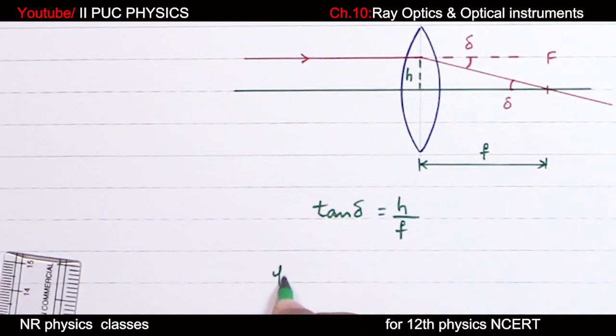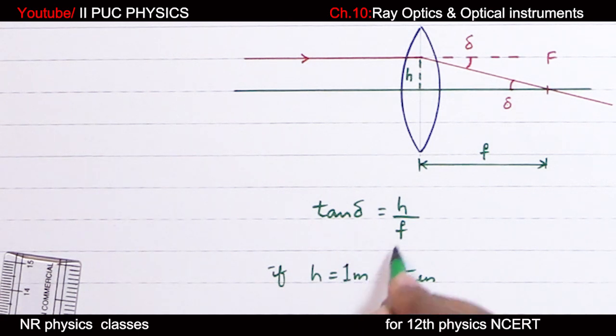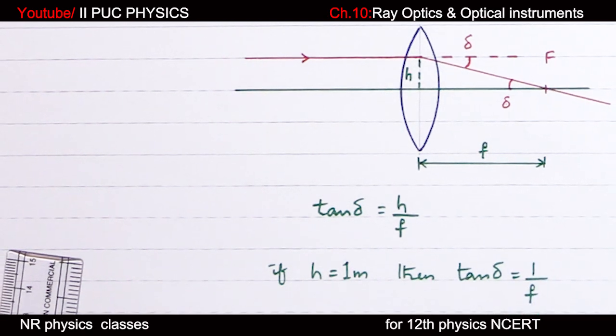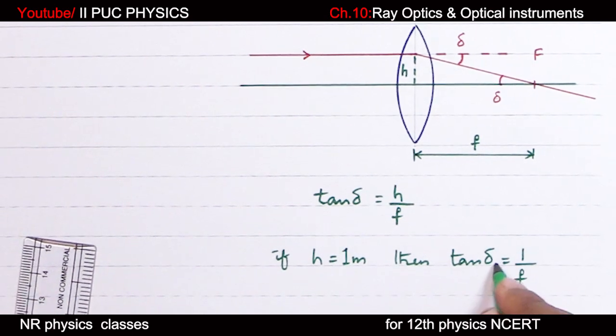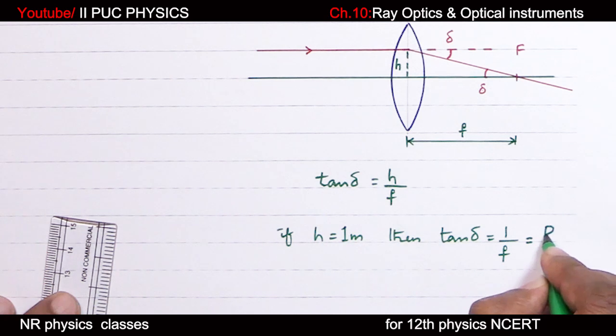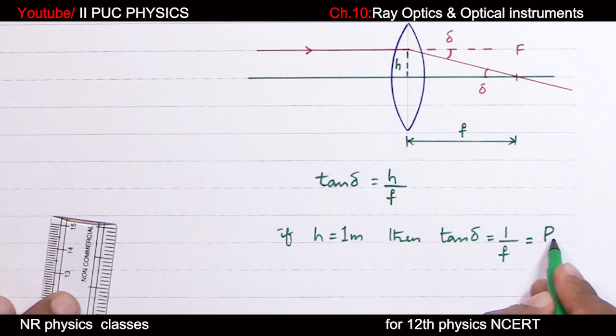If h equal to 1 meter, then tan delta equal to 1 by f. And this 1 by f, which is equal to tan delta, is a measure of power of a lens. Power of a lens is the reciprocal of the focal length.